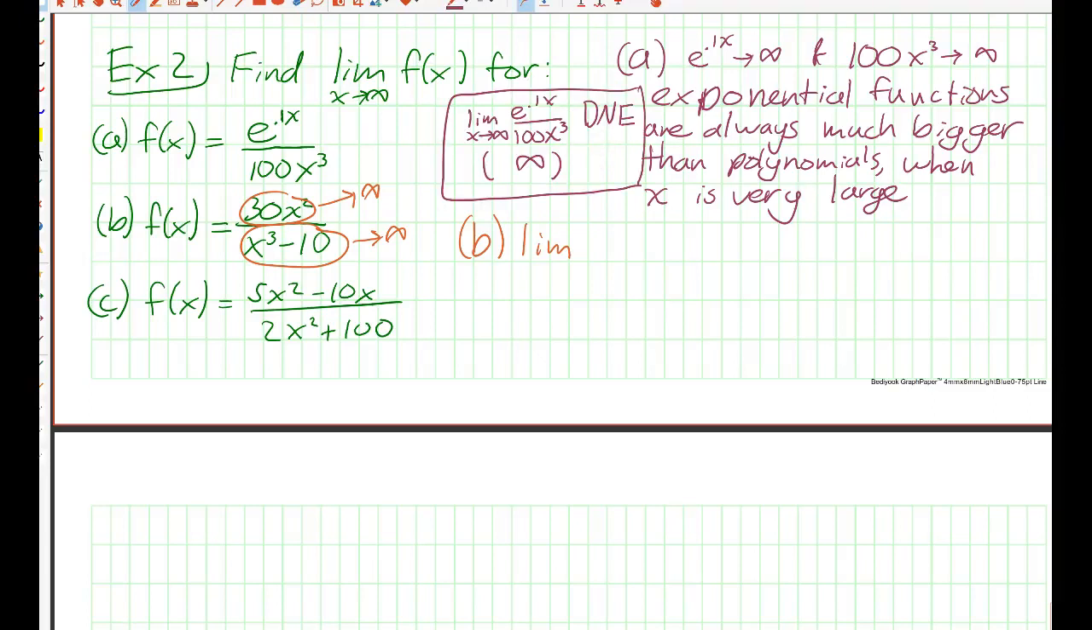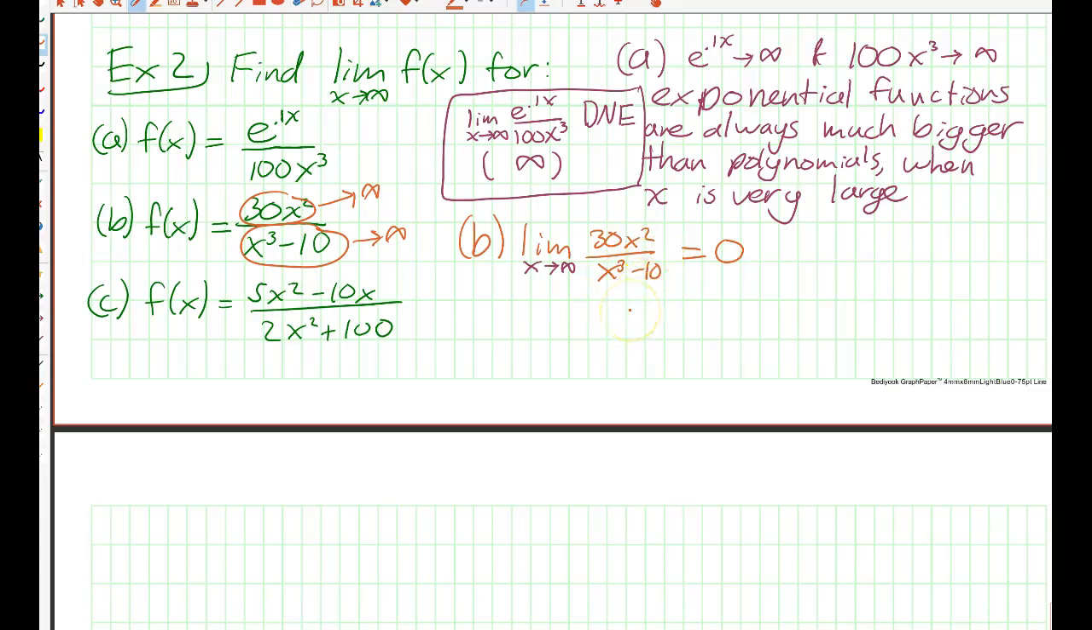But with B, we have the limit as x approaches infinity of 30x squared over x cubed minus 10 is equal to 0. And before we go on to the next one, there's one more thing I want to say about this that will help us with C: if x is really big, like approaching infinity, then the 10 is going to be relatively small. Like if you plug in 1,000 into this, you're going to have 1,000 cubed minus 10, which is almost 1,000 cubed, right?